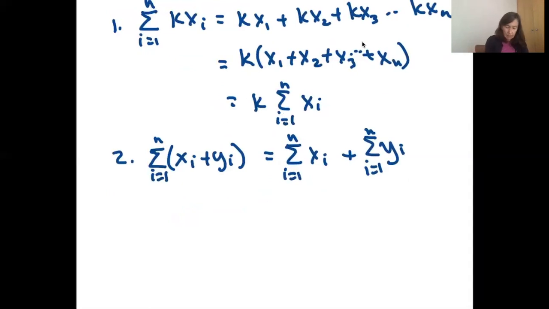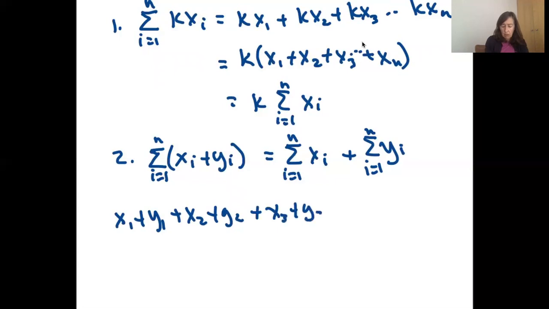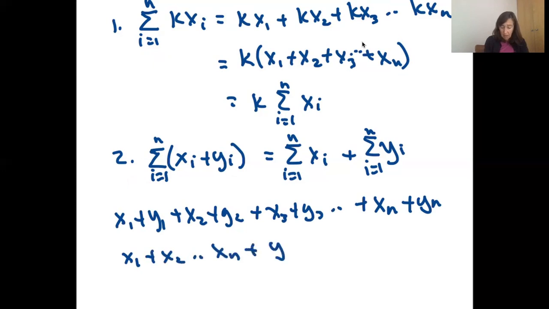See if that looks right. Okay, so if we have x1 plus y1 plus x2 plus y2 plus x3 plus y3. Yeah, we're getting the picture here. It goes all the way up to xn plus yn. So I've just written out this side of my equation there. The commutative law of addition says I can do the x's first, have x1 plus x2 all the way up to xn, and then I can do the y's after.